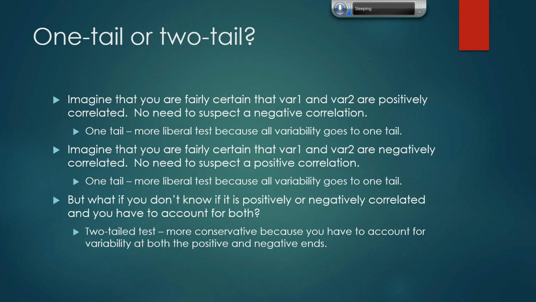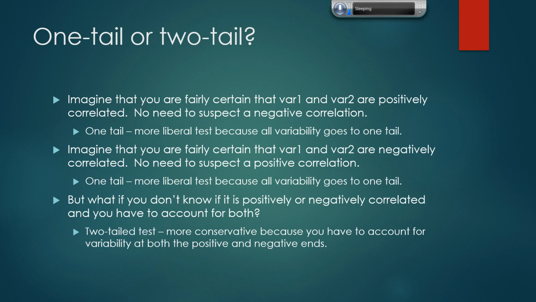On the other side, if we are pretty sure that the two variables are negatively correlated and we don't see any chance of a positive correlation, then we can look at the one-tail test again, because we're just looking in one direction. But if we don't know whether it's going to be positively or negatively correlated, and whatever result we get we have to test the significance of it, then we have to look in both directions. That means we have to run a two-tail test.